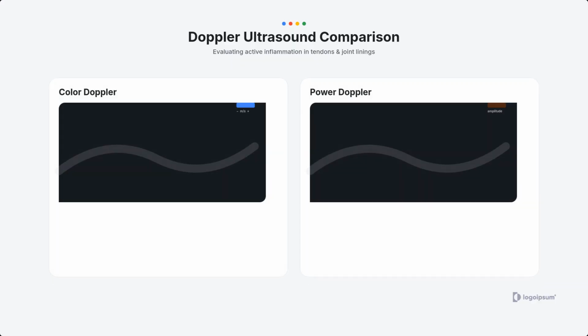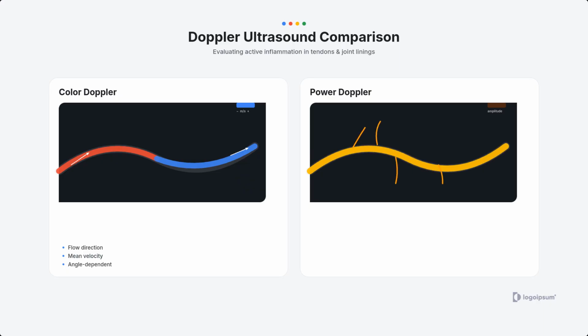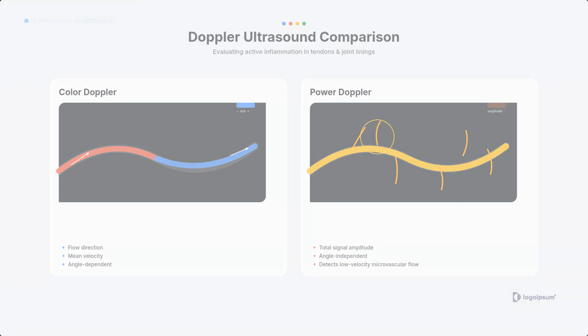Evaluating active inflammation in tendons and joint linings benefits greatly from power Doppler. Unlike standard color Doppler, which displays flow direction and mean velocity, power Doppler measures the total amplitude of the Doppler signal. This makes it angle independent and far more sensitive to low-velocity microvascular blood flow, helping technologists detect subtle neovascularization in tendinopathy and active arthritis.